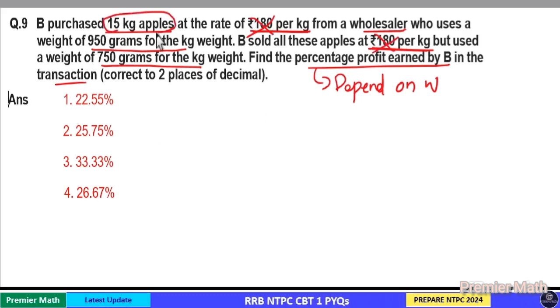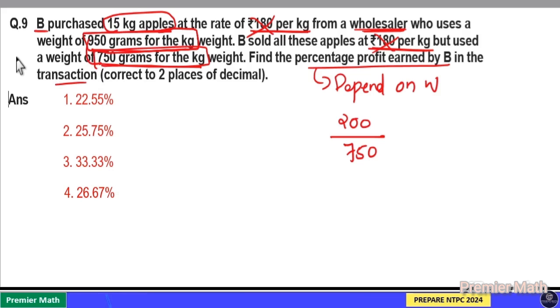He bought total 15 kilogram apples, but his wholesaler cheated him. He is only giving 950 gram for each 1 kilogram he bought. B is also cheating his customers because he is only selling 750 gram instead of 1 kilogram. So for each 750 gram he sold instead of 1 kilogram, his savings is 200 gram. That is 950 minus 750, 200 gram is remaining. That is, for each 750 gram he sold, 200 gram is his savings.